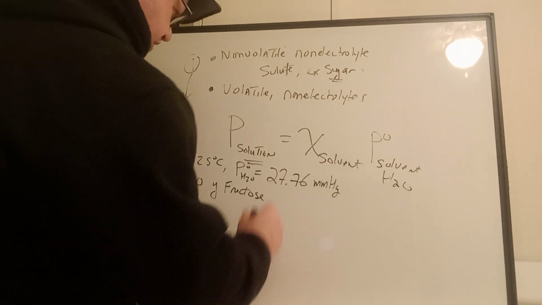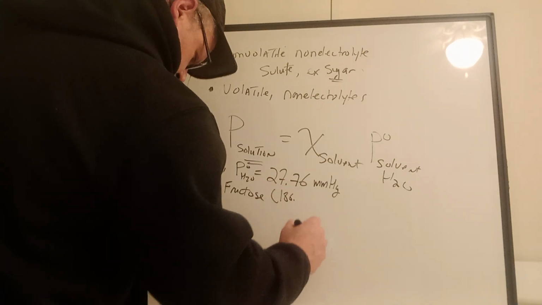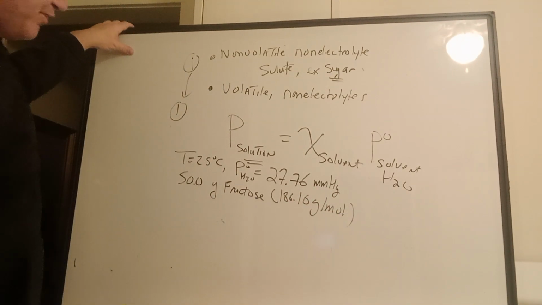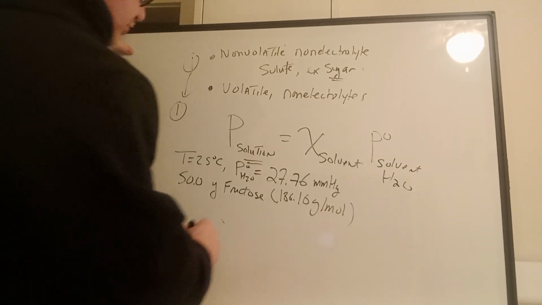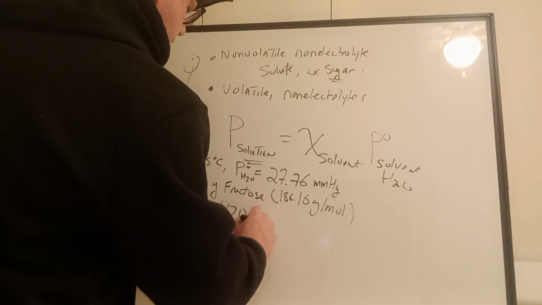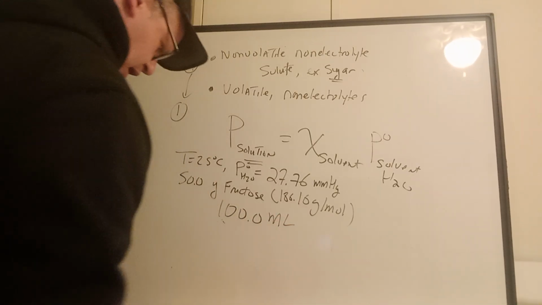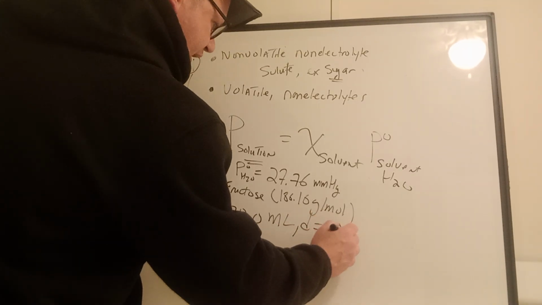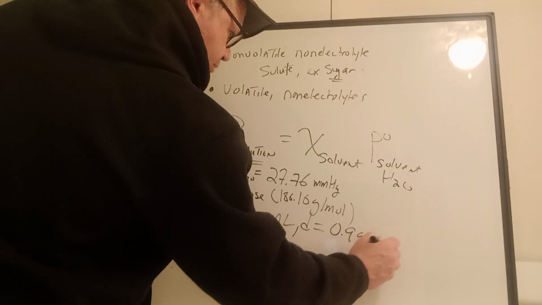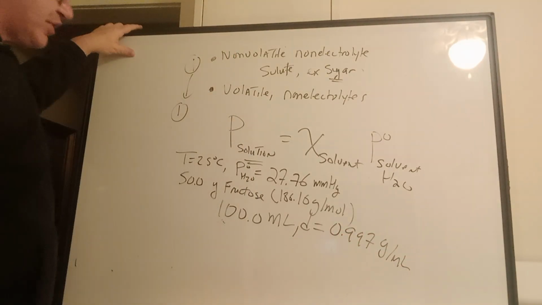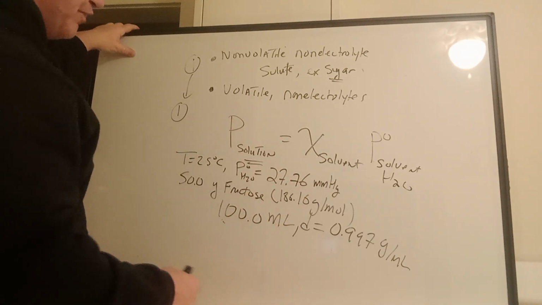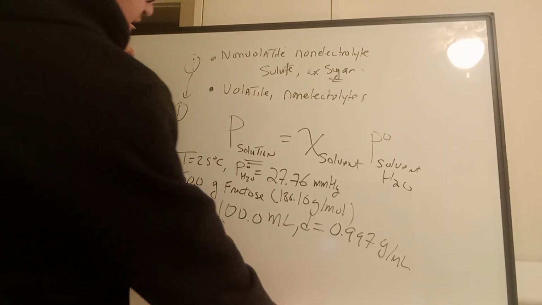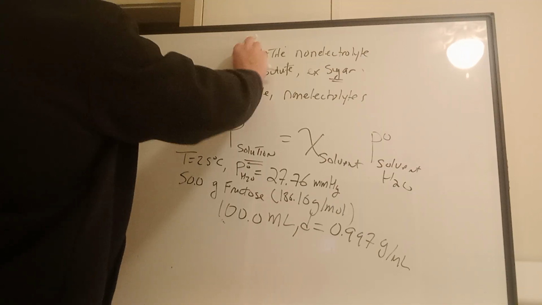You can look up this is 186.16 grams per mole. You can verify that yourself. We've done fructose before. 50 grams of it dissolved in 100 milliliters of water. We know that water has a density at this temperature of 0.997 grams per milliliter. I did confirm that's a lot of fructose. I want to have an appreciable effect. Fructose up to about 80 grams will dissolve in water without having any solid forming, so you can still dissolve plenty more in there.